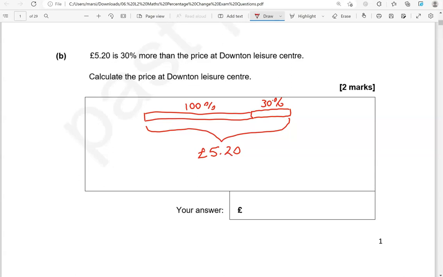So as you can see, £5.20 is 130%. So 100% and the 30, the increase, that makes 130%. We want to work out the 100% amount. So what we can do is break this down into 10% amounts. So if you imagine this 30 is made of 3 10% amounts, and then we have 10 over here. So that will be 13 in total. So if I divide £5.20 by 13, it should give me the 10% amount. So that's what I'm going to do.